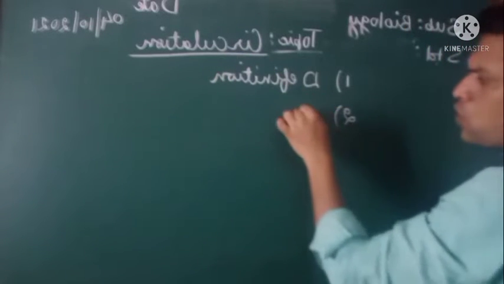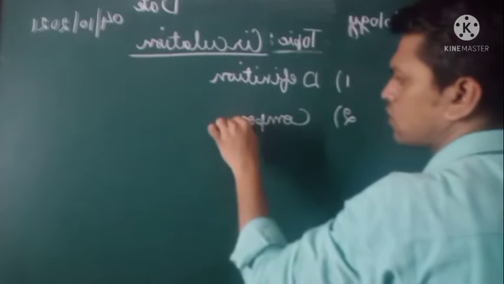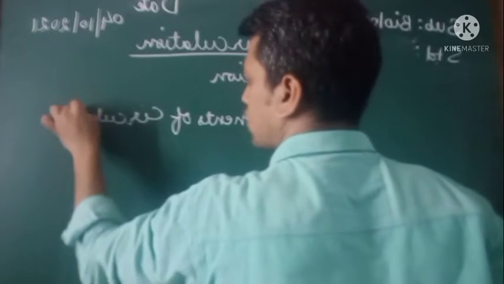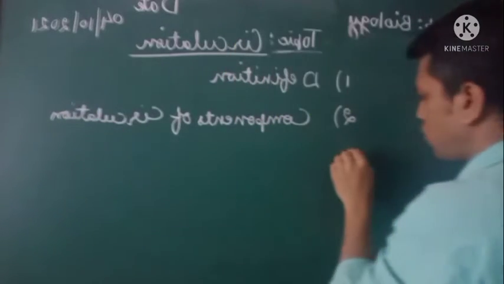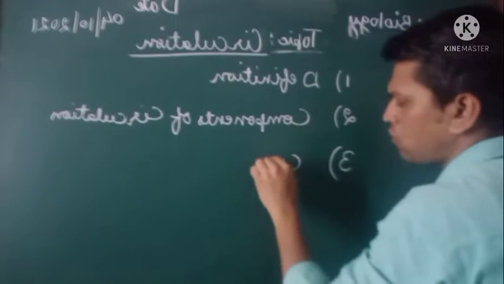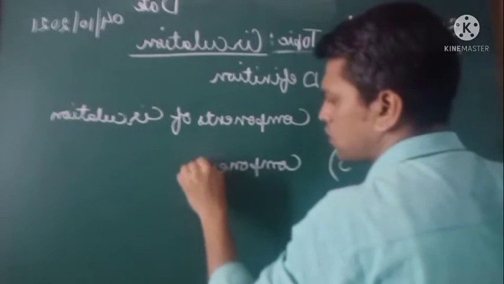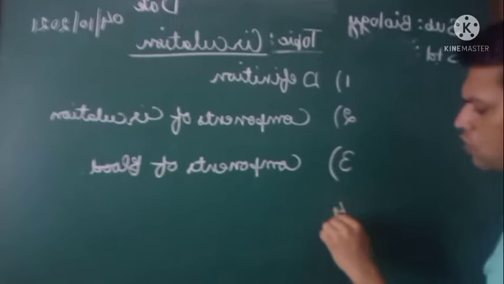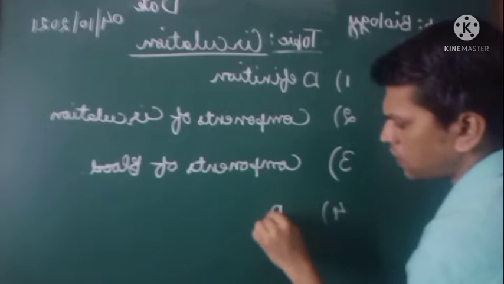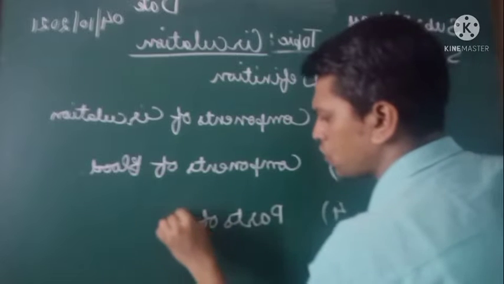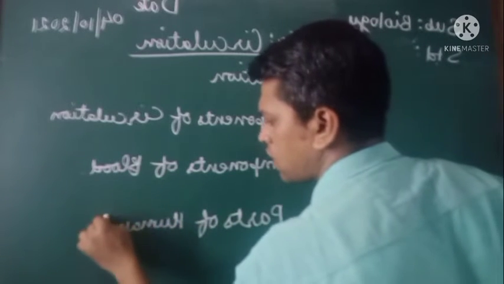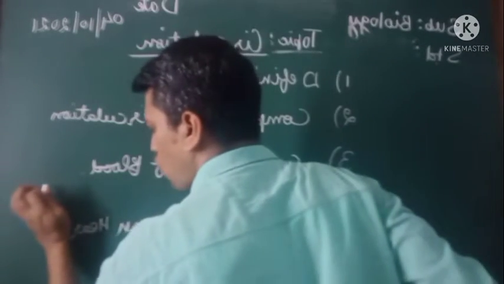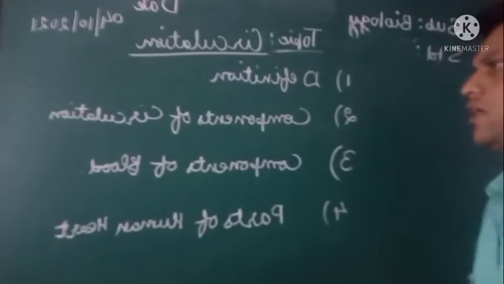we are going to understand the components of circulation, we are going to understand the components of blood, and we are going to understand the parts of the human heart. So let us start one by one with the topic.